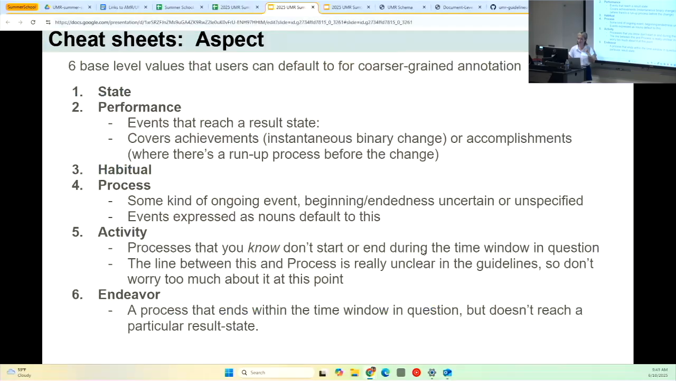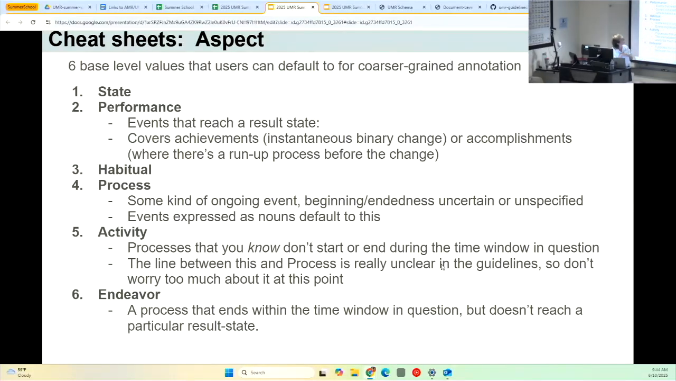Aspects, we looked at the last a little bit yesterday. I do want to mention there are a lot of fine-grained categories you can deal with aspect if you want to. It's actually recommended that if you're just starting out with aspect, you just stick with these main categories. So state, performance is going to cover achievements and accomplishments, and probably incentives. Habitual.